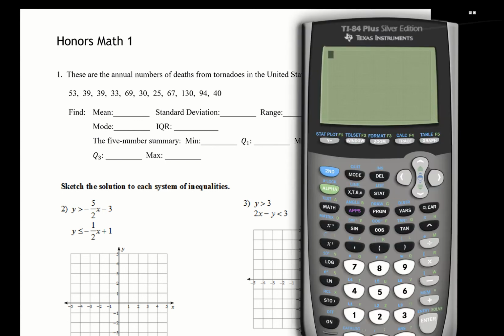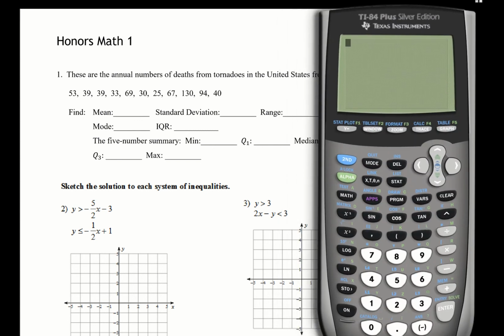So I'm going to bring the calculator over and enter these values. To enter data on our calculator, we press statistics, and then go to edit, and you can see they're already entered. That's nice. You don't have to watch me do that. I do have to start with the 53 and then go to 39, 39, 33, then 69, 30, 25. I'm just checking them. 67, 130, and 94, and then 40. And yes, 11 values. Very nice.